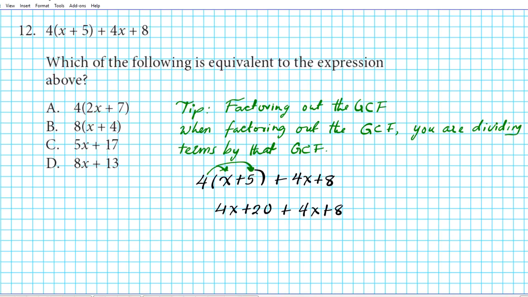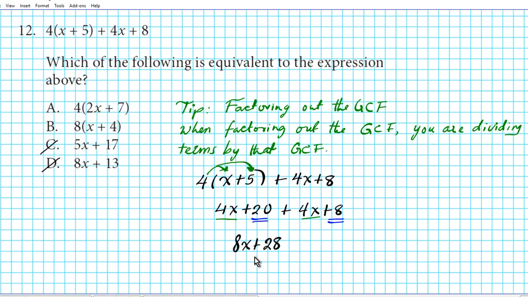Let's go ahead and combine like terms. Our first degree terms are 4x and 4x. 4x plus 4x, you add the coefficients, 8x, and keep the variable. And then we have 20 plus 8. So this becomes 8x plus 28. This does not match any of these options here. If you take a look at options C and D, they do not have any parentheses. So we know for a certainty that it cannot be D or C.